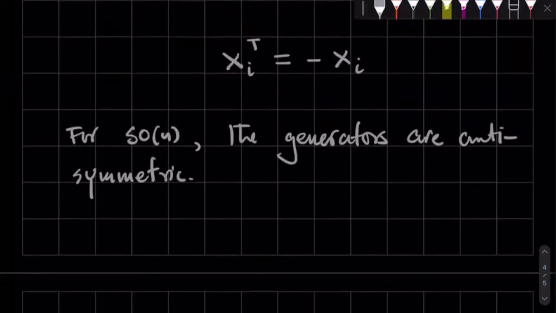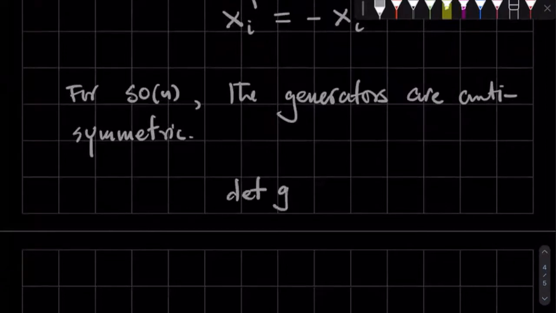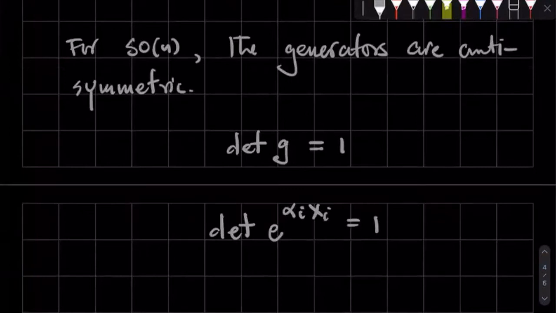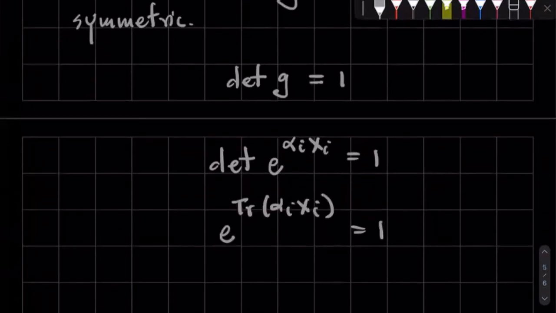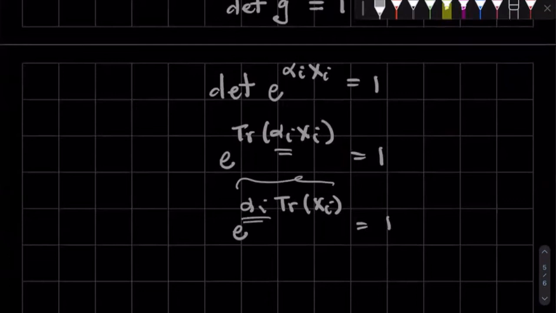And then we can say, okay, what other property of the generator can we derive? The other property is that the determinant of G is 1, right? For the continuous transformations. So that means the determinant of e to the power alpha I xi is 1. But we know that the determinant of e to the power alpha I xi is e to the power trace of alpha I xi, equal to 1. But these are just numbers, so they just come out of the trace, and trace is linear. So we can write this as trace of xi equal to 1. So now, the argument of the exponent is just a number. And these are arbitrary. So for this to be true, the trace of each generator has to be 0.